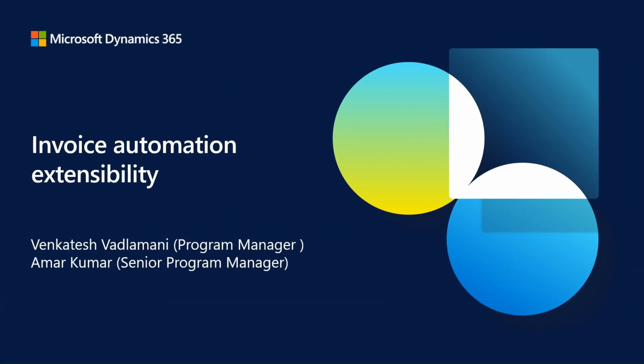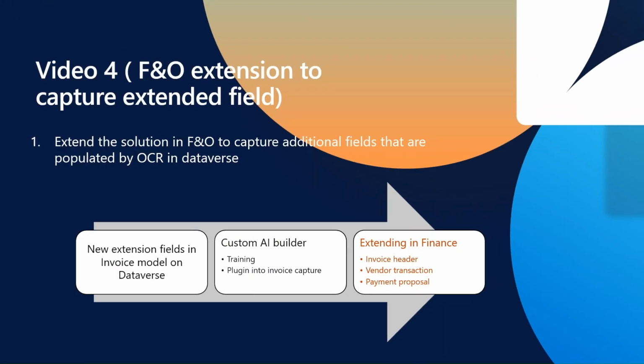Now we'll see what all the X++ extensions are that we need to make to be able to receive the custom attributes that we have added on the AI Builder model, which are then transferred to Dataverse when OCR is done, and to capture that information in F&O so that we can stamp it on a vendor invoice header and then use the same value to be translated to a vendor transaction.